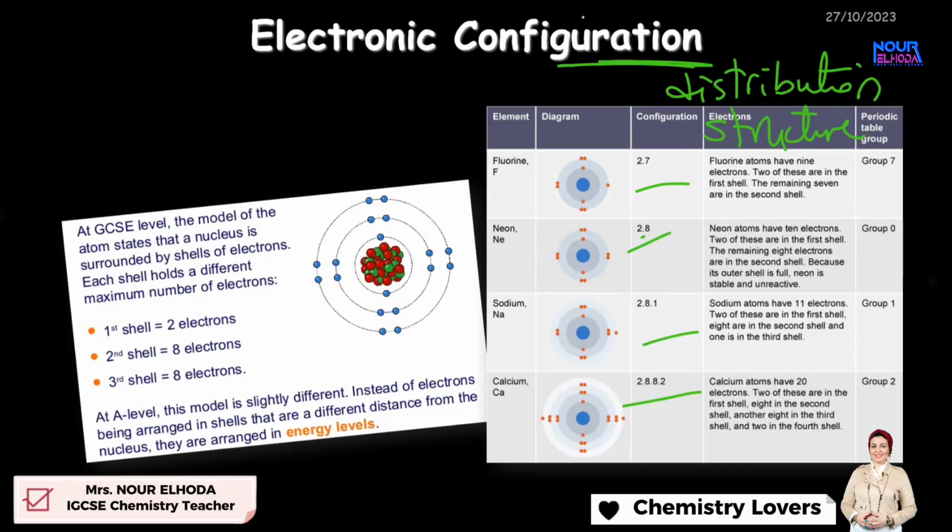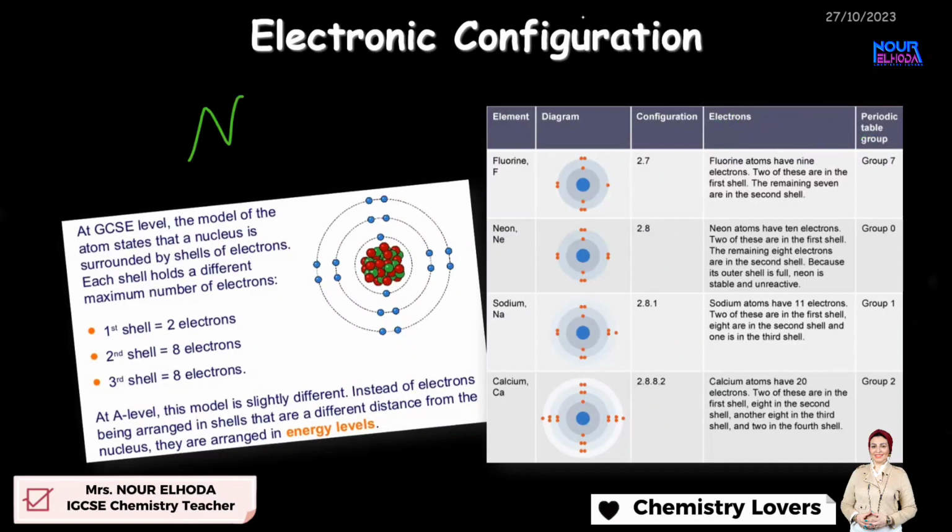For example, I'm having sodium. Who can tell me, if I'm having sodium 23, 11, I need to know how the electrons are distributed. We will draw the shells. 2, 8, 1. The first shell cannot take more than 2. Bravo. Then the second shell, 8. Exactly. Then still I'm having 11.